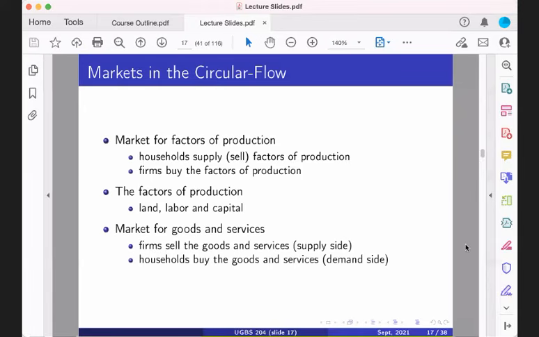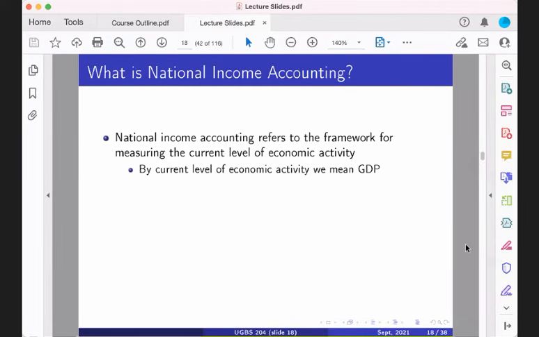All right. So let's move on to national income accounting. This is not very difficult. The whole idea of national income accounting is to try and come up with a value that will measure the GDP of a particular country. So national income accounting refers to the framework for measuring the current level of economic activity. That is all national income accounting is about. Don't forget from the beginning, what I told you was that we'll try and understand what GDP is. By definition, you already know what GDP is, but how do we measure the GDP? That is what we are trying to do now, national income accounting. By current level of economic activity, we mean GDP.